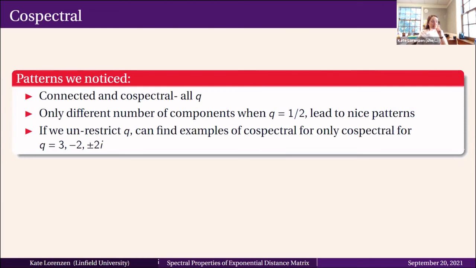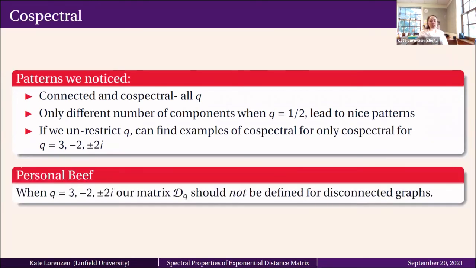Lastly, we unrestricted Q from being between 0 and 1. We actually were able to find other examples of cospectral graphs that are only cospectral for one value of Q. We found one for when Q equals 3, when Q equals -2, and when Q is equal to plus or minus i.